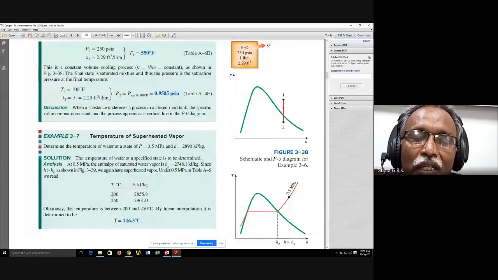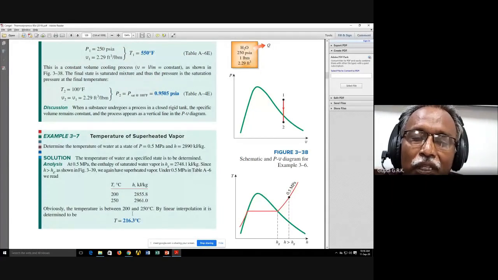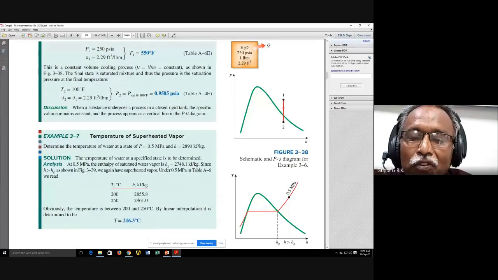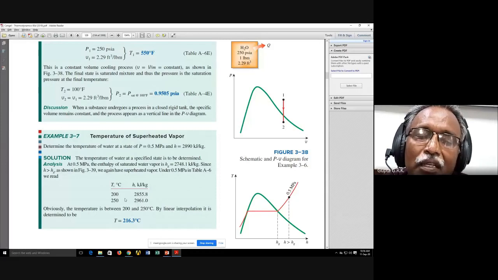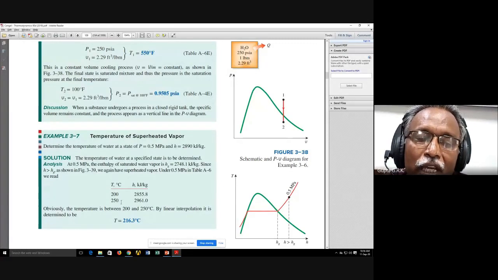Here at 200 degrees centigrade it is 2855.8, and at 250 it is 2961. So this is 2890, and I have to interpolate. How to interpolate? The temperature, which is to be calculated, is taken as y, and the available value, h, is taken as x. So y minus y1 is equal to y2 minus y1 by x2 minus x1 into x minus x1. This is y1, y2, this is x1, x2. I can calculate the slope of the line: y minus y1 is equal to m into x minus x1, where m is y2 minus y1 by x2 minus x1.